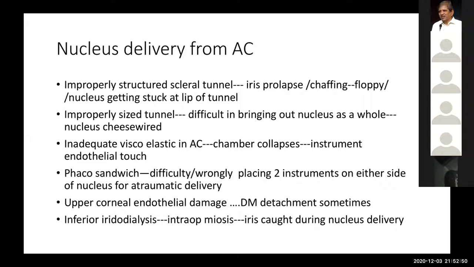And sometimes if there is miosis, the pupil is small, and you have blindly placed one instrument, and the cataract is a relatively mature cataract, and you just place the vectis behind the nucleus, part of the iris can get caught between the instrument and the inferior pole of the nucleus. And while you try to bring out the nucleus, inferior iridodialysis is one of the common complications, I think one of the unique complications of SICS also. Basically, it is because the iris is caught during nucleus delivery.